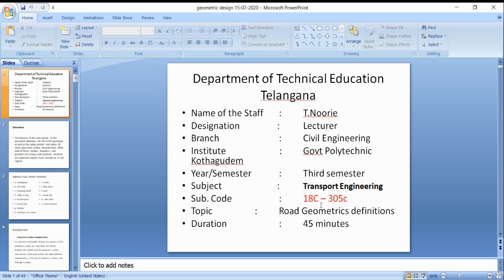We have seen that the subgrade is almost the bottom of the road, on top of the ground. It acts as a foundation, and it distributes the load over a larger area. And we have seen about the subbase also.